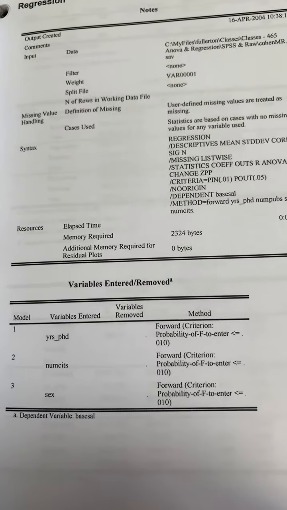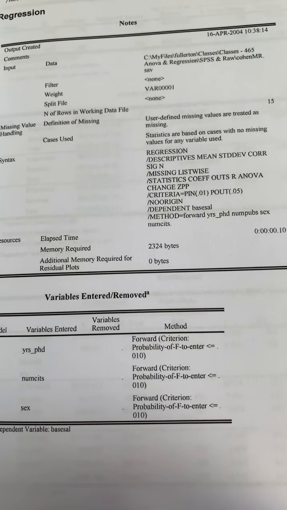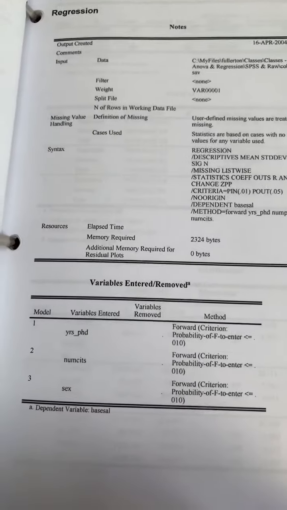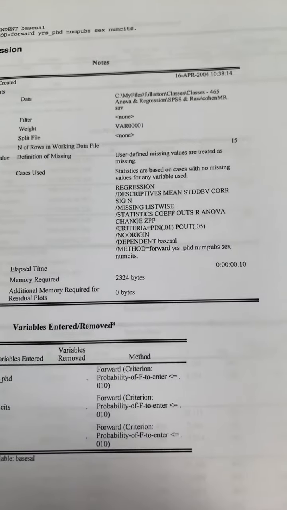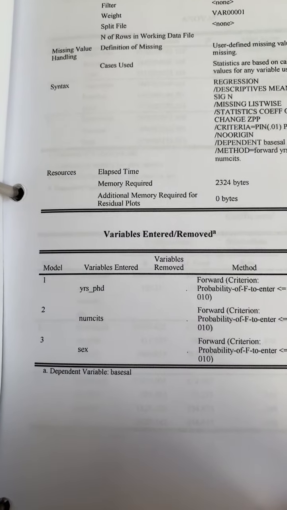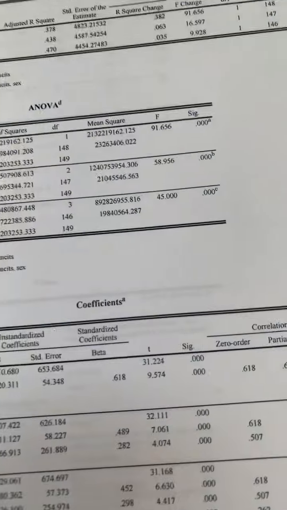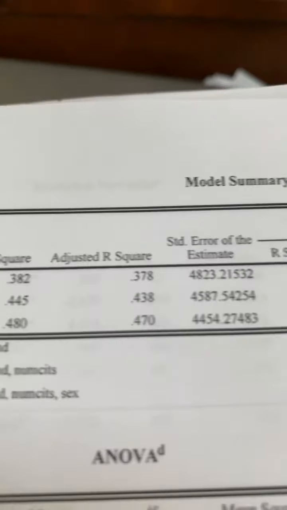The last variable, which one is left out? Oh, number of publications. So number of publications never made it in. Those three make it in, but number of publications doesn't. All right. You can see we have three models here.